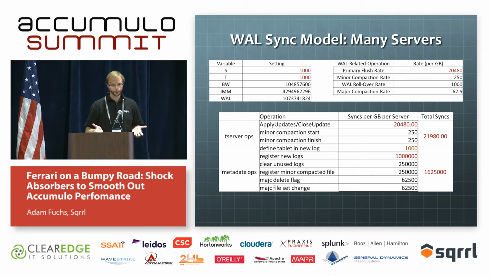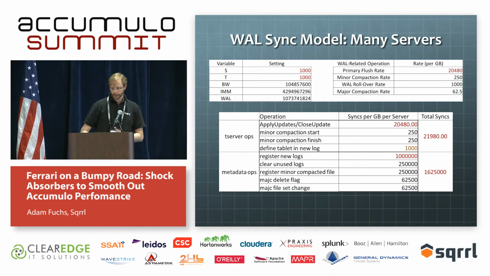Okay, so let's scale it up a little bit further here. So now we've got 1,000 servers, not just one server, and 1,000 tablets per server. Now keep in mind these are tablets that are being actively written to per server. So basically, we're partitioning our data up into 1 million active tablets when we're doing this.